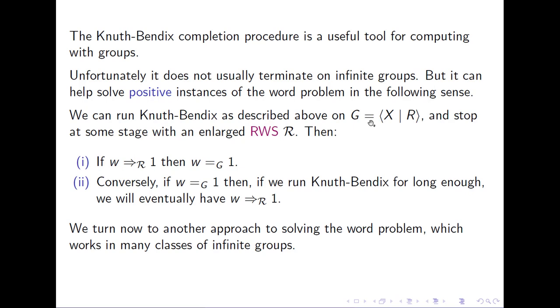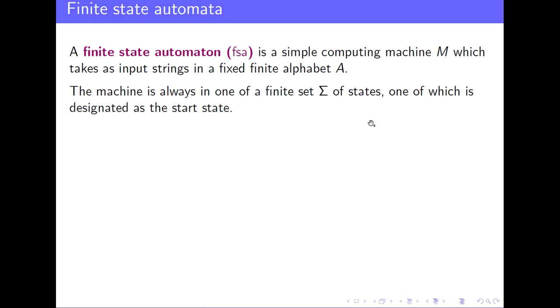So there's another class of infinite groups called automatic groups, which is based on finite state automata. Most people have come across finite state automata before. They're actually a special case of Turing machines. It's a Turing machine in which there's no output, and the tape is constrained always to move rightwards.